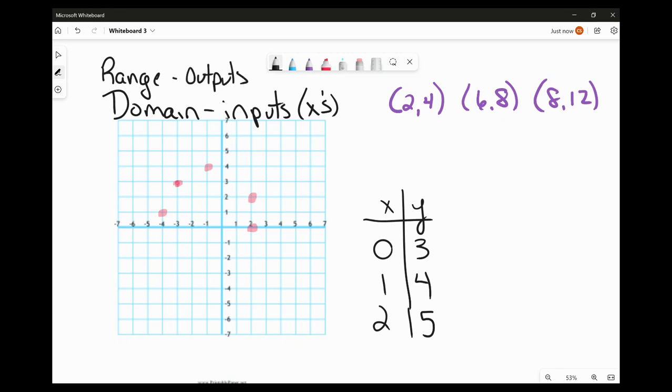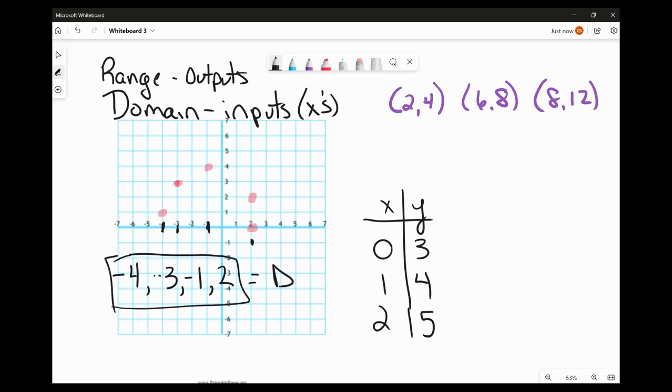So if you look at a graph, we'll look at this first one and we want to find the domain of this first graph. I would take all the X values that it hits. So it hits at -4, it hits at -3, it hits at -1, and it hits at 2. I do not need to duplicate it. That would be my domain because that's all the X values that it hits.